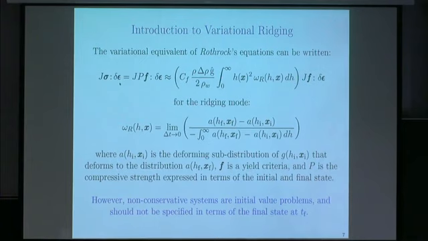Non-conservative systems are initial value problems. Conservative systems are time-bounded value problems. We can represent in terms of the initial state and the final state. We shouldn't be doing that with a highly non-conservative system. But how do we get around that problem?